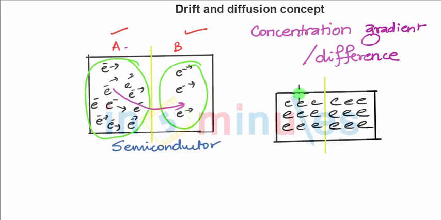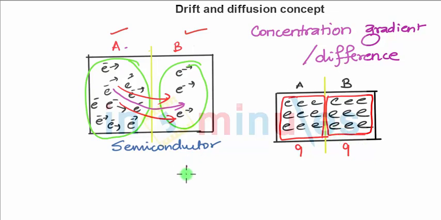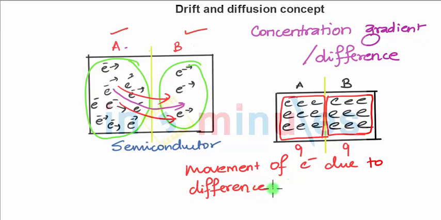Now till which point do electrons move? Suppose, for example, I am taking a value of 9 electrons and 9 electrons, so the total number of electrons is 18. Until here you have 9 electrons and here you have 9 electrons, the movement will continue until the number of electrons on both sides is the same. This movement of electrons due to the difference in the concentration level is called diffusion. For this we need not connect any external supply. Electrons move only because of the difference in concentration.